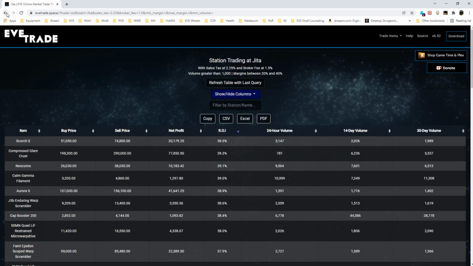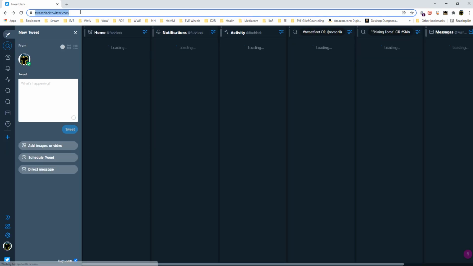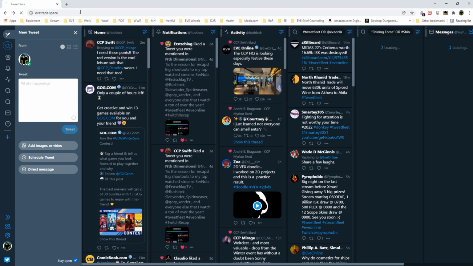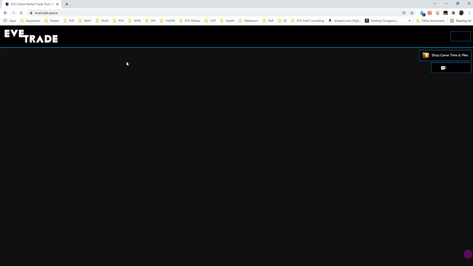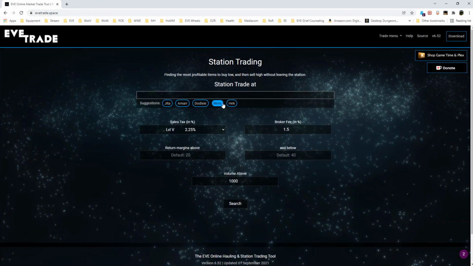Going back a page, remember you can pick what market hub you're going to trade from. Eve Trade, single station. Again, you can pick which market hub you want to go to. Jita will usually have higher volume, higher velocity, but probably narrower margins. I imagine you'll find better margins at the cost of velocity in other market hubs. But it's just a simple tool you can utilize.